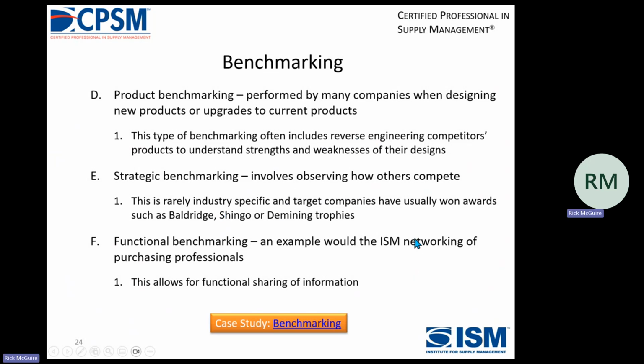Strategic benchmarking involves how others compete. This is rarely industry specific and targets companies that have usually won things like Baldrige Awards, Deming trophies, etc. And then there's functional benchmarking. An example would be ISM networking of purchasing professionals. It's comparing the purchasing department of company A to the purchasing department of company B. Here's a case study if you're interested on benchmarking.